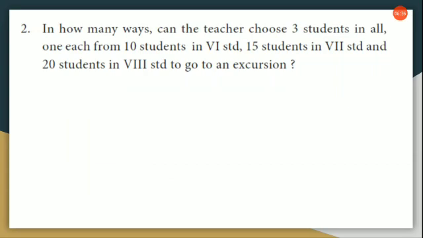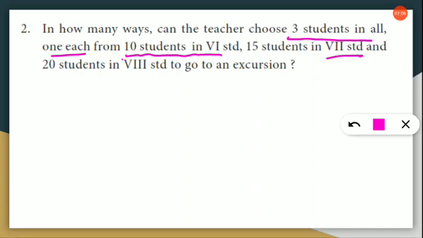Now, look at the second question. In how many ways can the teacher choose 3 students in all? Okay, the teacher is going to choose 3 students, one from each class. From the 6th standard she is going to select 1 student, and it has 10 students. In 7th standard she is going to choose 1 student and in 8th standard also 1 student. Are the values dependent on each other? No, because she is going to separately select one student from each class.